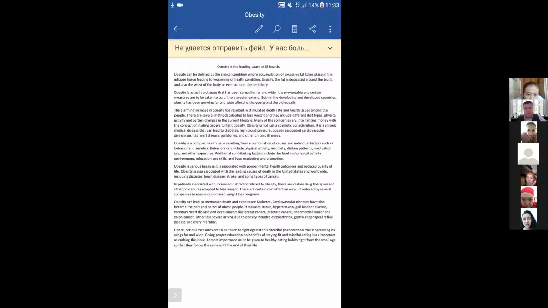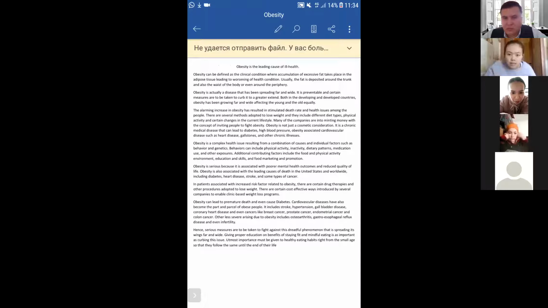In the third paragraph, in the last sentence, it's the enumeration. Yes, you're right. But there are so many enumerations in this essay. For example, behaviors can include physical activity, dietary patterns, medication use, and other exposures. It's also enumeration. Paragraph has enumeration: types of cancers. So, Baljan, did you mark it? Did you mark what are the cause and effects of this essay?